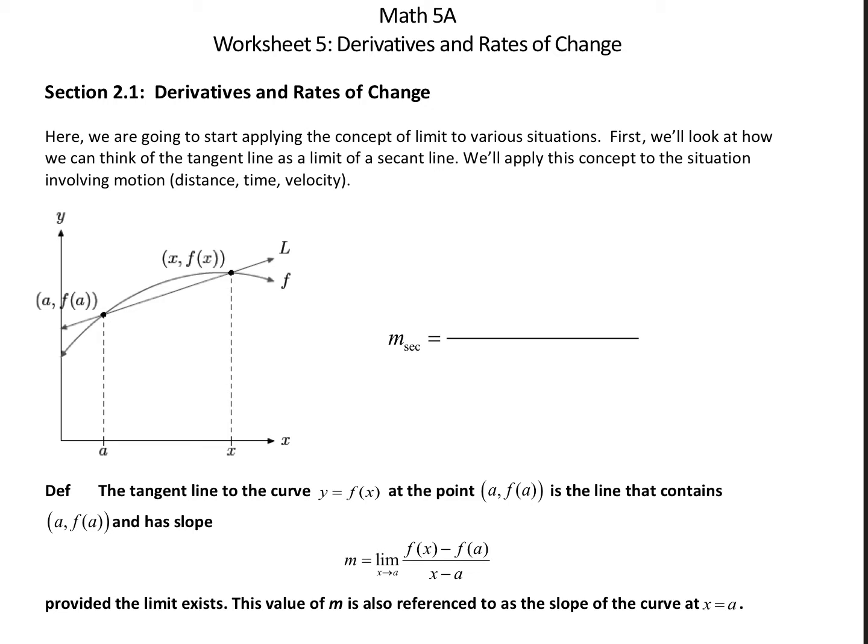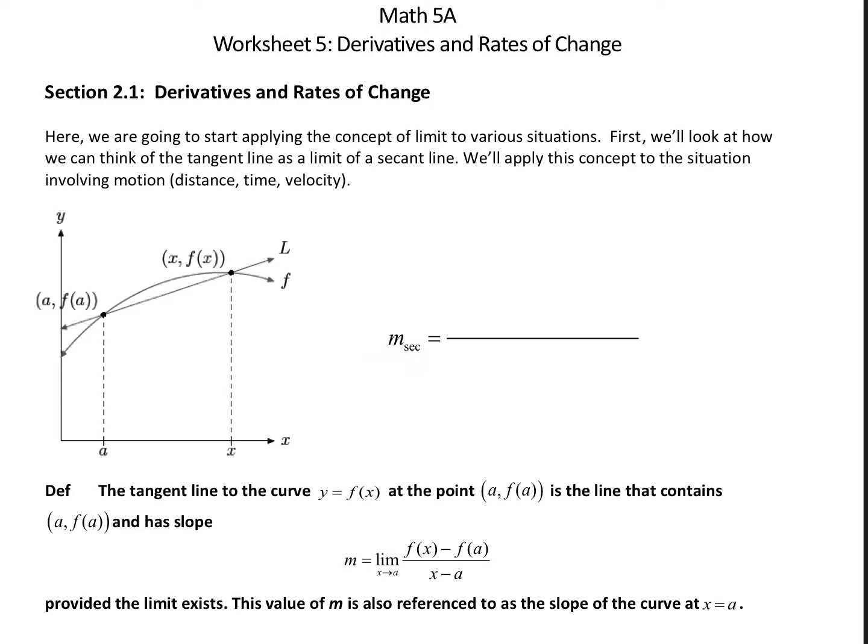So again, let's look at this graph. I have my secant line here. It goes through this point, and it goes through this point. And the first question is, how do I find the slope of the secant line? m is usually denoting the slope, and then sec for secant line.